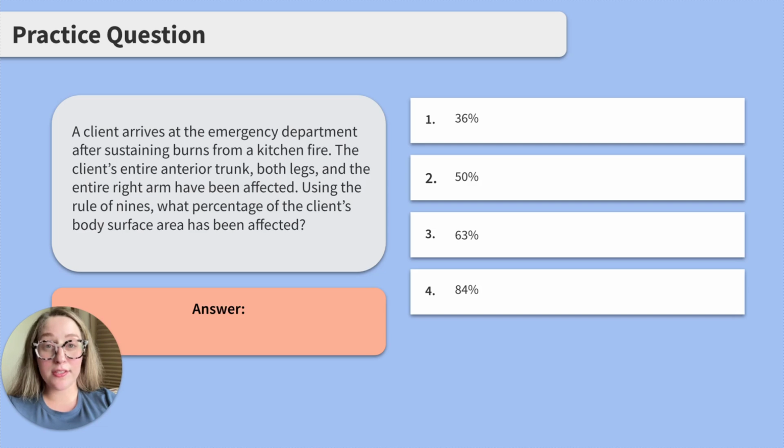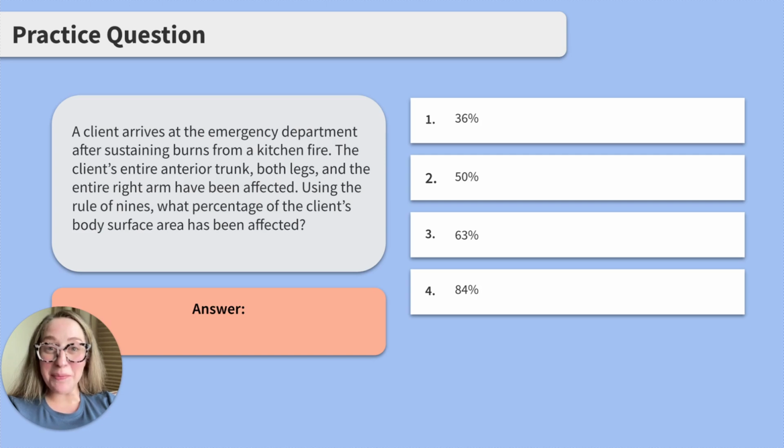A client arrives to the emergency department after sustaining burns from a kitchen fire. The client's entire anterior trunk, both legs, and the entire right arm have been affected. Using the Rule of Nines, what percentage of the client's body surface area has been affected? 1, 36%, 2, 50%, 3, 63%, or 4, 84%. Pause the video, review the answer choices, then press play when you're ready to review.